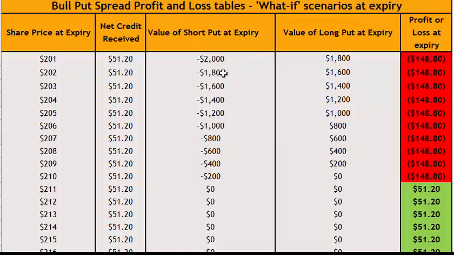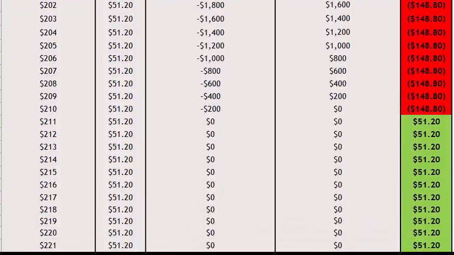At 202, it's minus 1,800. At 204, it's minus 1,400, and so on and so forth. And you'll notice there, once we get above the strike, the value is zero, because the put options are out of the money at that stage and have zero value.